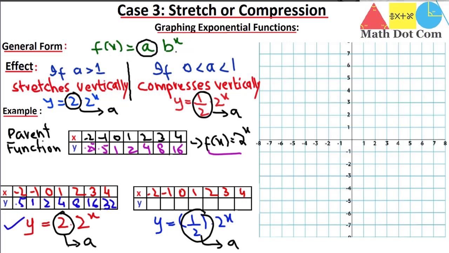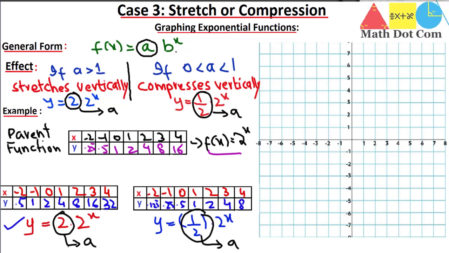Similarly for the other function, that is y is equal to 1/2 times 2 raised to power x, we will have the corresponding values as 0.125, 0.25, then 0.5, then 1, 2, 4 and 8. So these are just the random values. One is the parent function, and the other remaining two are representing the stretch and compression.